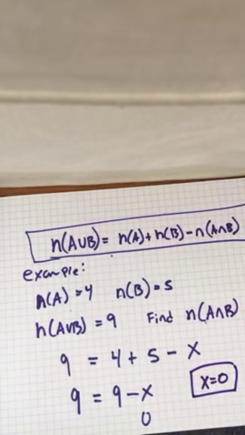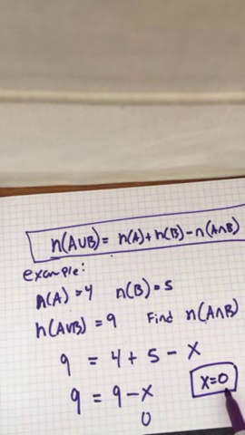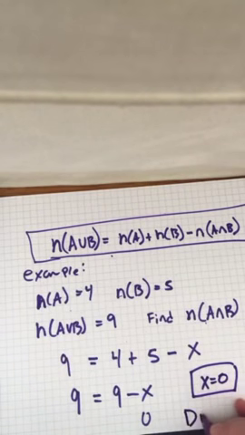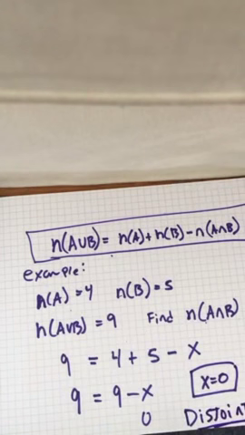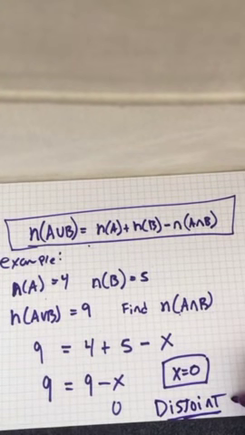Whenever you get that situation, when there's nothing in the intersection of two sets, those two sets are said to be disjoint. Disjoint, which means no elements in common.